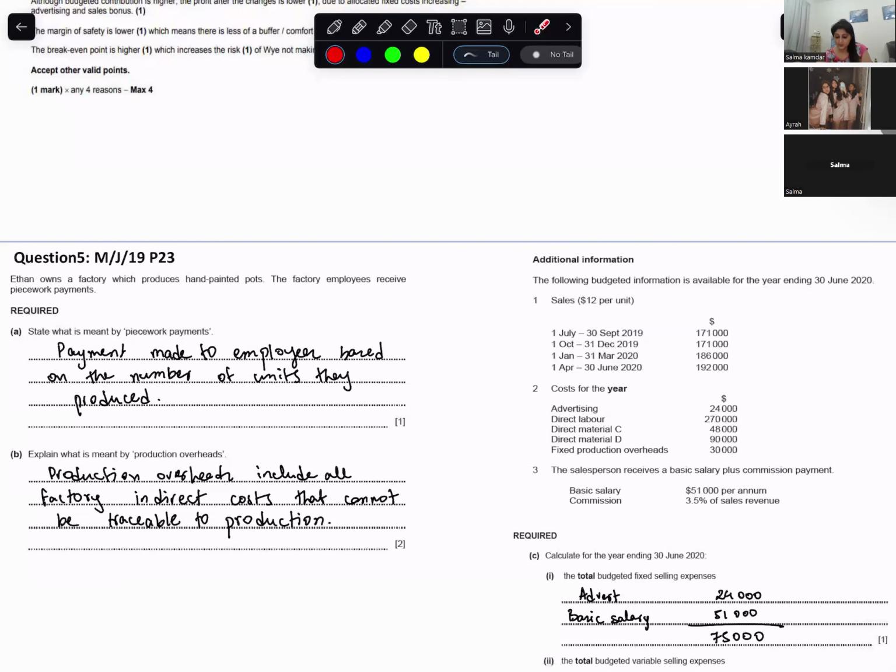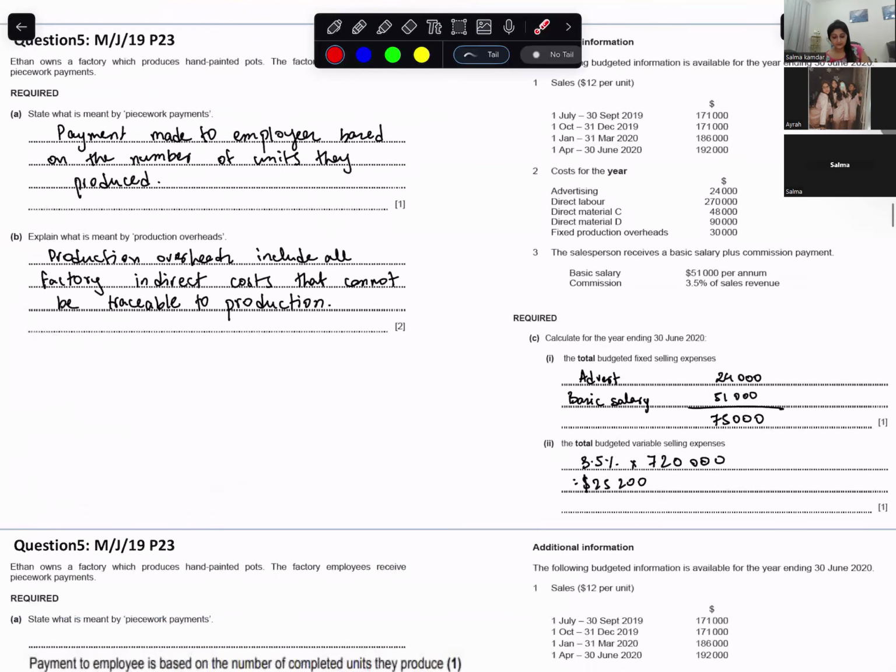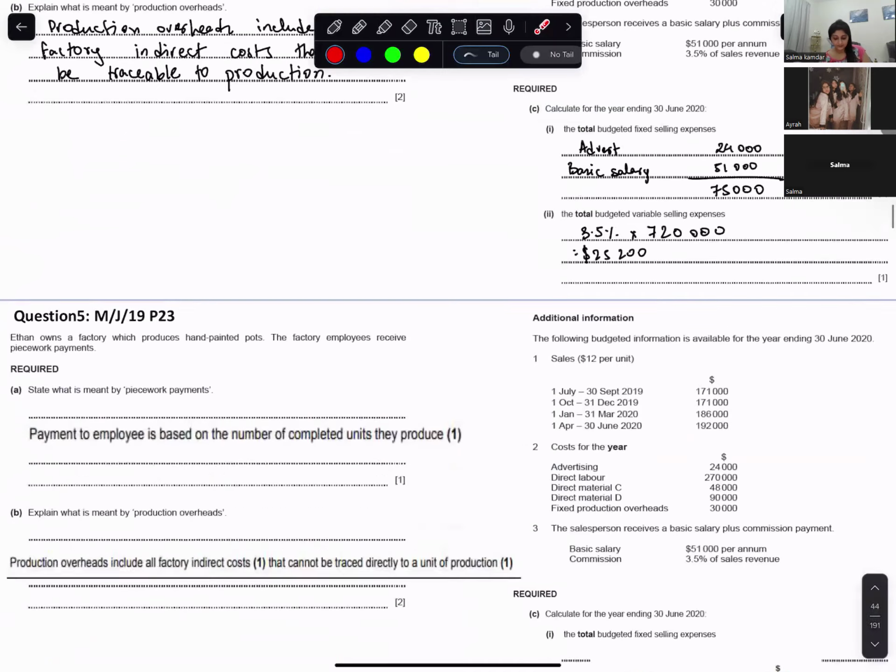What is meant by piecework payment? Piece payment is basically when employees are paid according to the number of units that they produce. And production overheads. Production overheads are the expenses that are directly related to the production of the product.